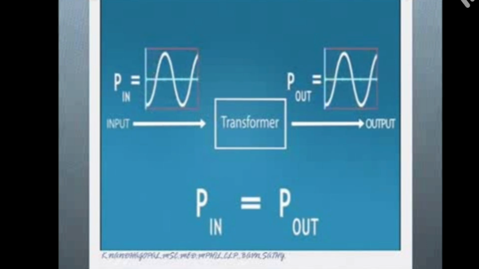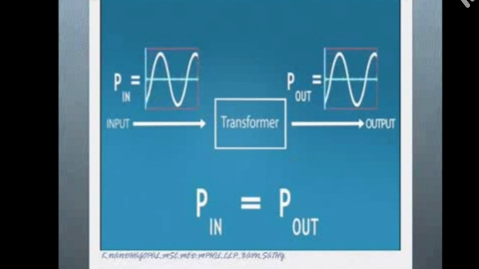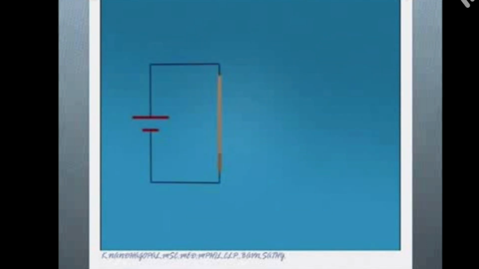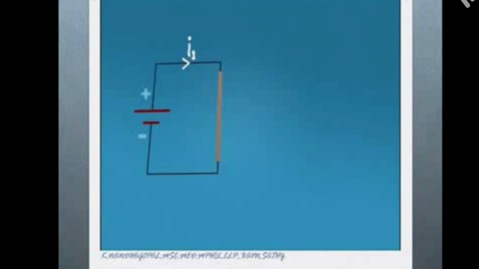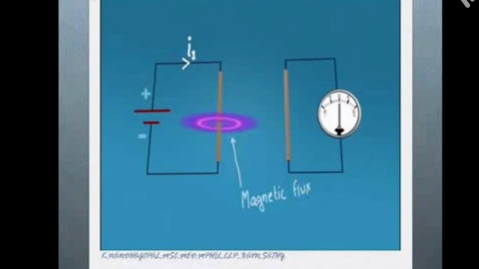Here P in equals P out, which means power in is equal to power out, where P equals V into I, as you know. See that a conductor is connected to the battery. What will happen? Current flows through the conductor. According to Hans Christian Ørsted, a magnetic field surrounds the conductor. So a magnetic flux is there.